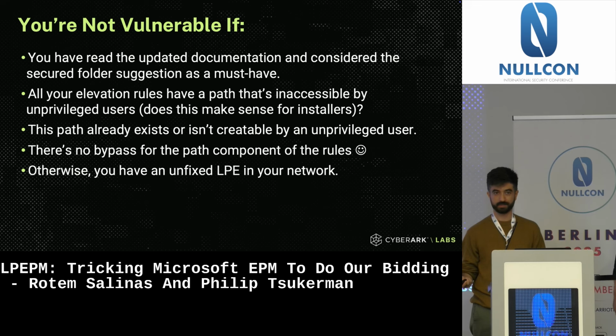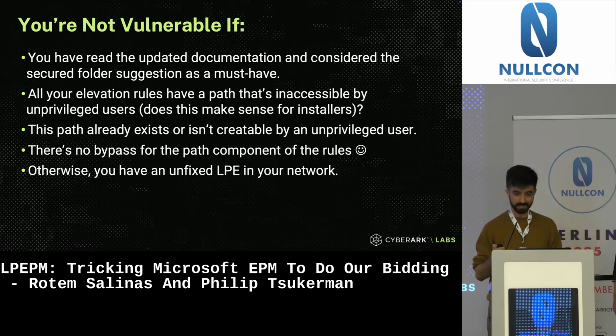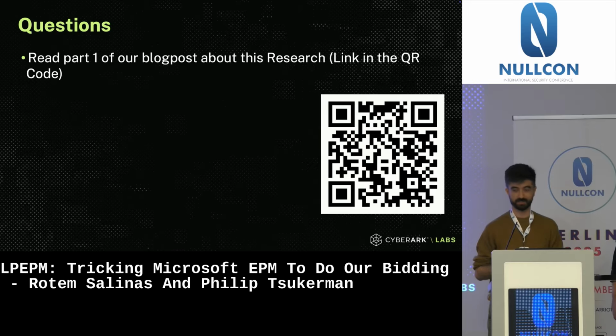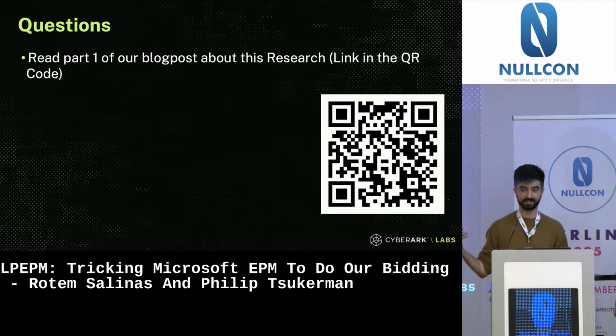So to conclude: one patch, several bugs, 0 CVEs. And that's it. If you have any questions, you're free to ask. I think we have like 5 minutes. And we've actually released the first part of a blog series on this research. It contains the first vulnerability, the reverse engineering process on Microsoft EPM, and the exploit code for the first vulnerability.